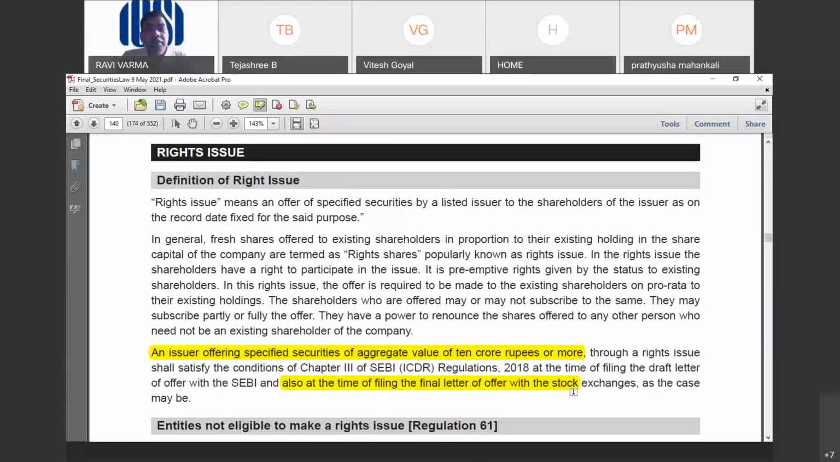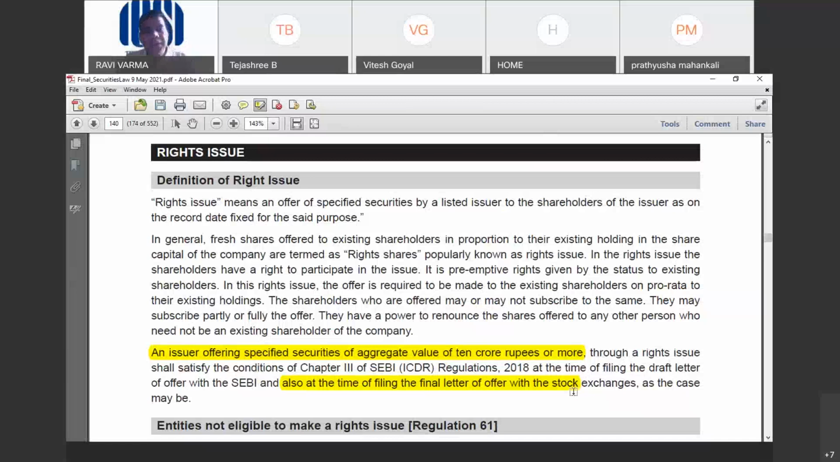Means, if you are having less than 10 crore, then you don't need to satisfy the conditions of chapter 3 of ICDR. ICDR chapter 3, this is again I'm saying, for example, appointing intermediaries, right? Registrar, merchant bankers, all those obligations, plus minimum subscription 90%, 1,000 allottees, right? All these are covered. Promoter's contribution, all these are covered under chapter 3.